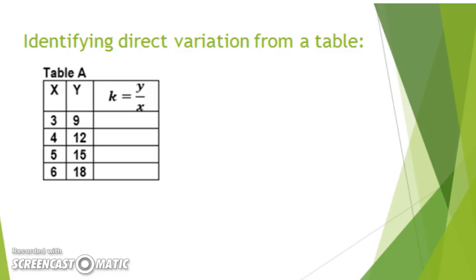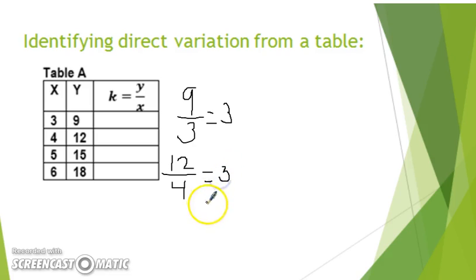So just like we did with proportional relationships, we're going to find the constant. So we're going to find k. And we do this by doing y over x. So in the first one, our ratio would be 9 over 3. And 9 divided by 3 is 3. Our next ratio would be 12 over 4. And 12 divided by 4 is 3.